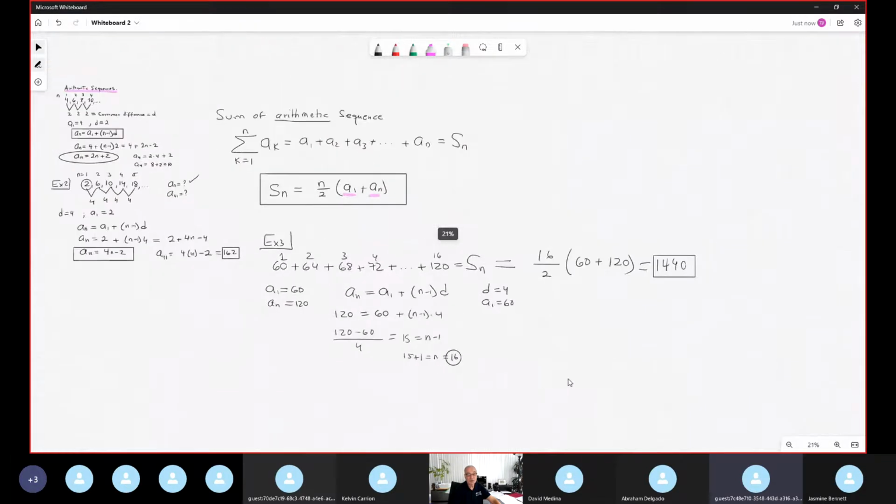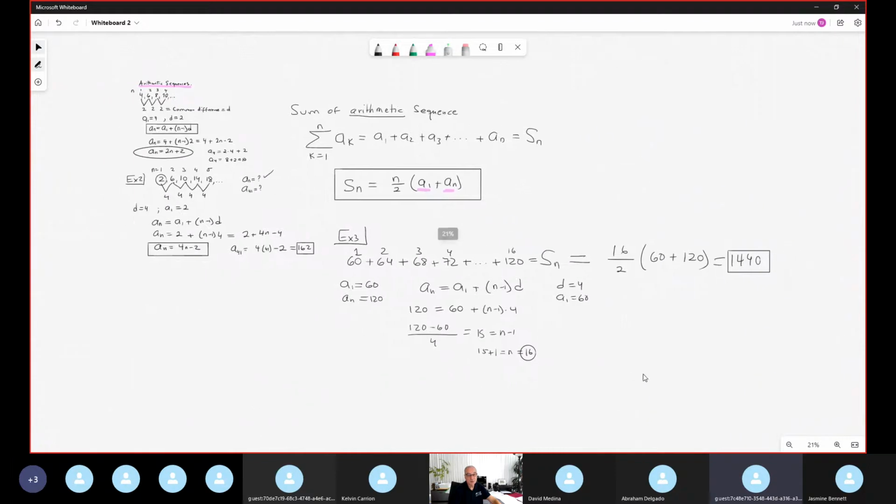Basically, the topics we're discussing in the arithmetic sequence: first of all, identification. Is it arithmetic or not? How do you identify that? You compute the common differences and the common difference is constant. Secondly, we are able to find the A sub n term at any position. Thirdly, the topic is computing the sum, not adding one by one, 60 plus 64 plus, no, using the formulas.